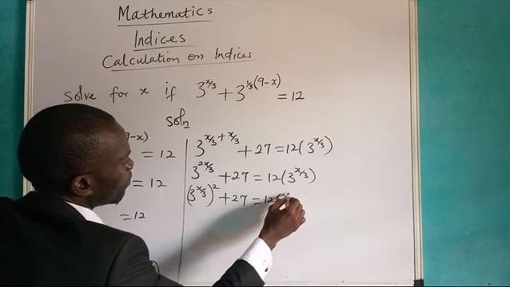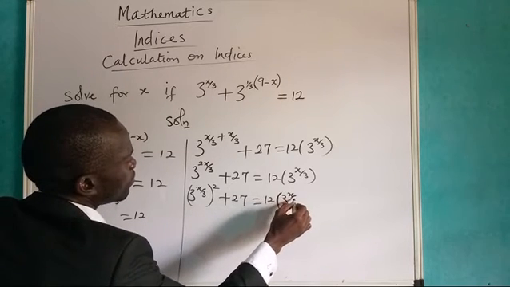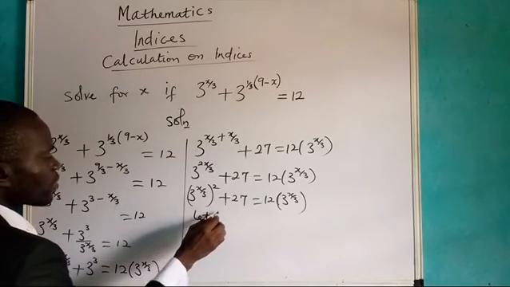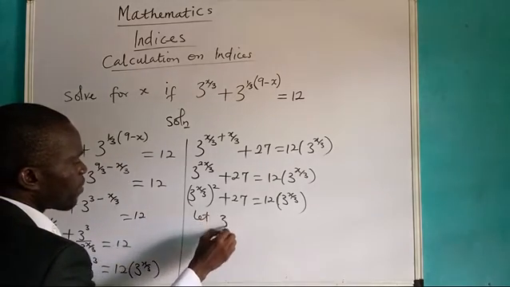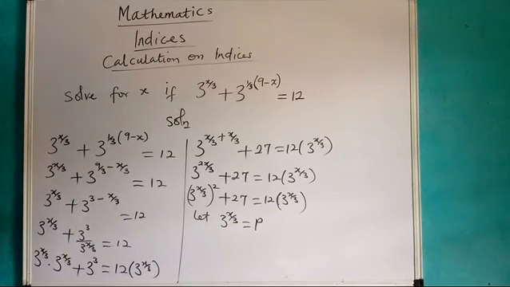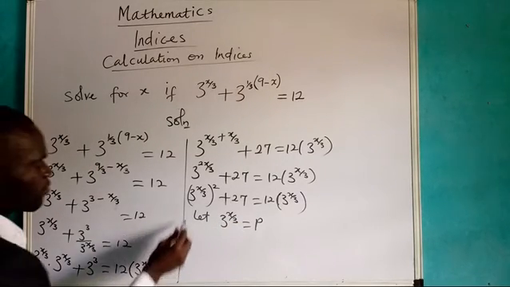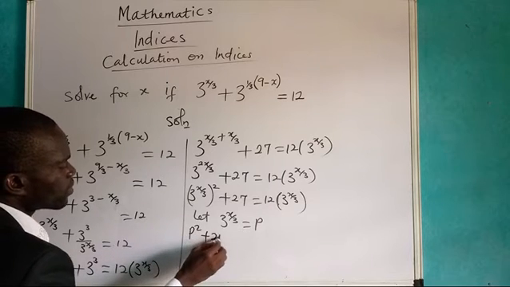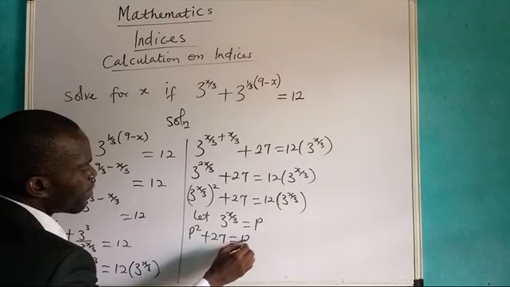Okay, we still have the one in bracket, 3 power s over 3. Now I can say, let 3 power s over 3 equal p. It means that wherever I have 3 power s over 3, I have to replace it with p. Therefore, it becomes p squared plus 27 equal 12p.